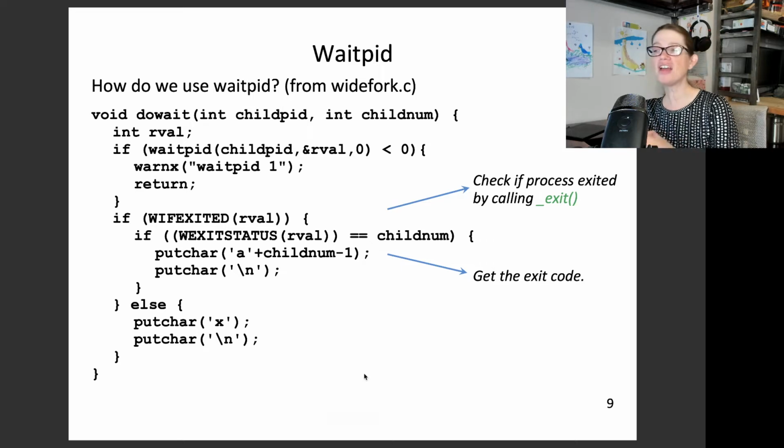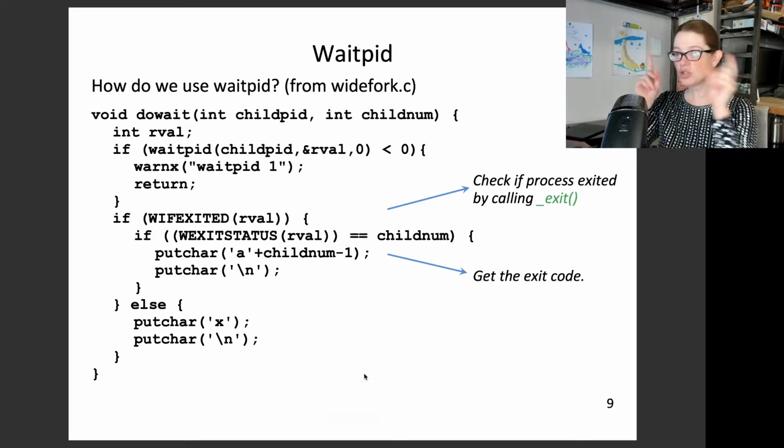If you call wait PID on a process that doesn't exist, wait PID is going to return an error code that says this process doesn't even exist. If you call wait PID on a process that is your child, there are 2 possibilities.